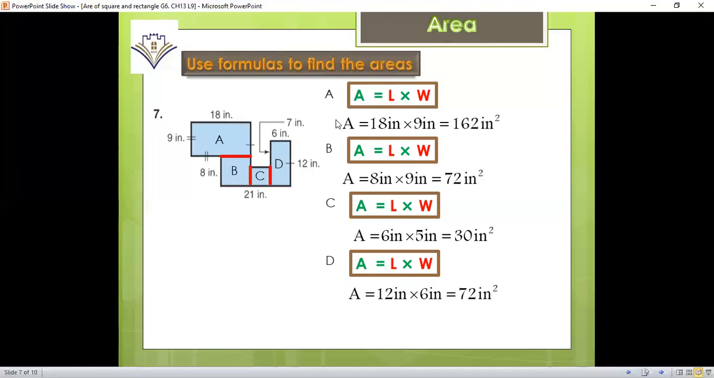Then we have the area of the first part A, the area of part B, the area of part C, and the area of part D. Then we need the total area. The total area is the sum of the areas of all. This one is 162 square inches, and this part is 72 square inches, and this part is 30 square inches, and this part is 72 square inches. Then the total of them equals 336 square inches.